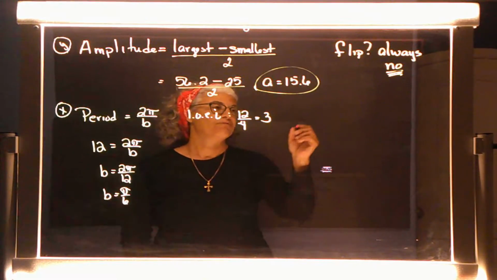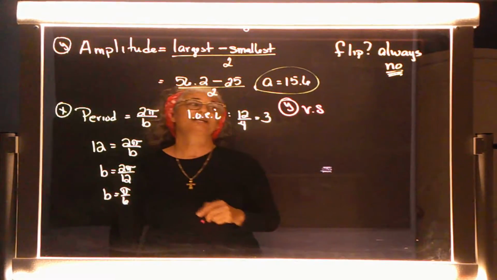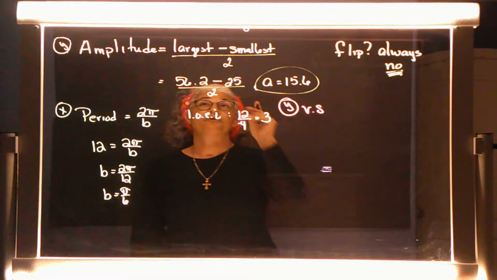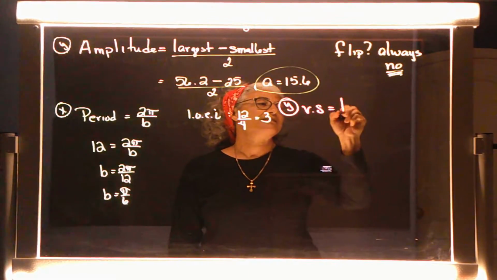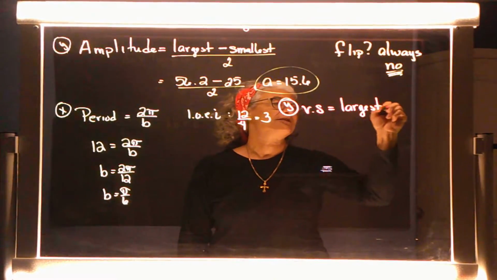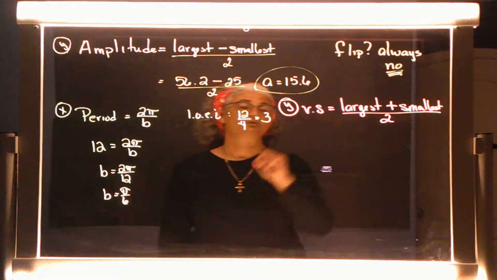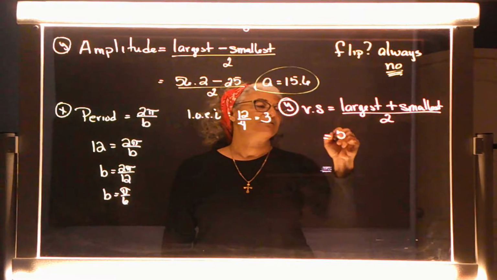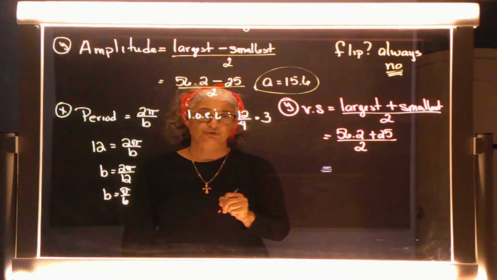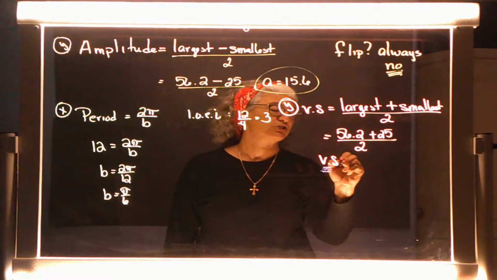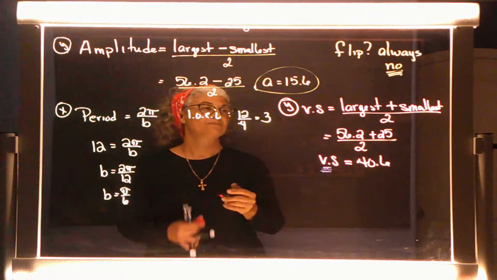Okay, vertical shift was next, and the vertical shift is the y's also, just like the amplitude is the y's. Now, the formula to find the vertical shift is extremely similar to find the amplitude, except in this case, you're going to take the largest added to the smallest, and then divide by 2. So I'm going to take my 56.2, add the 25, divide by 2, which means I have a vertical shift of 40.6. Good?